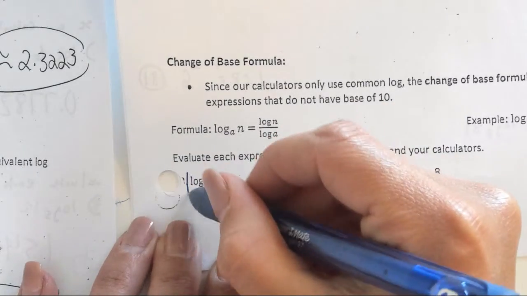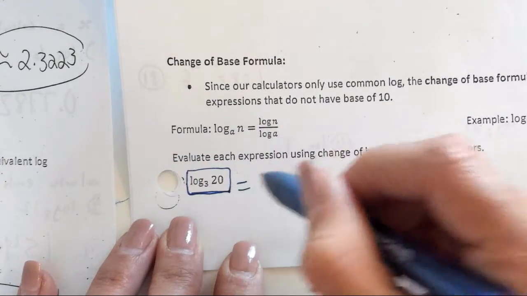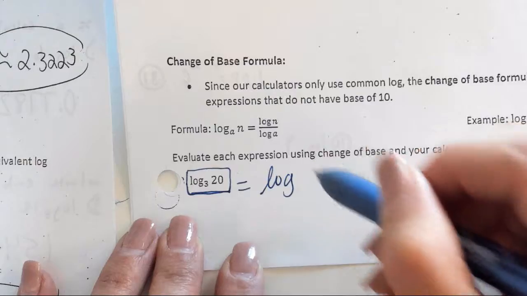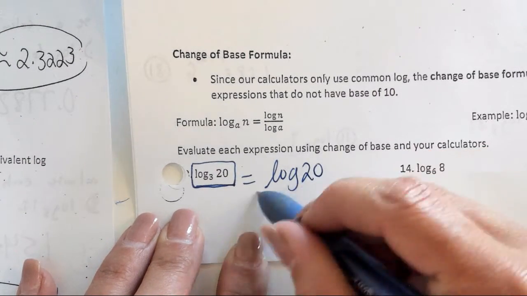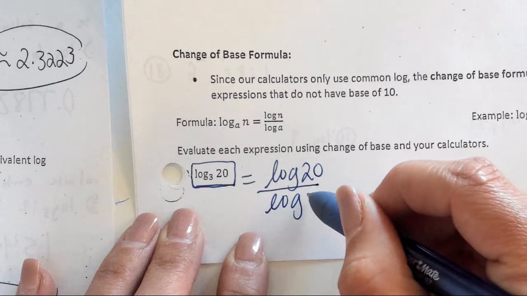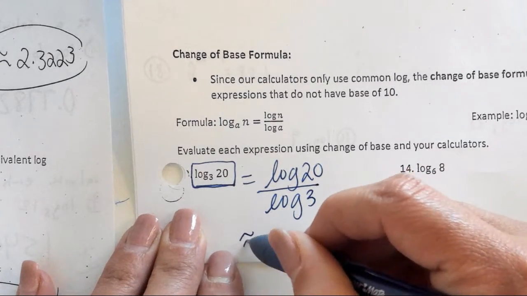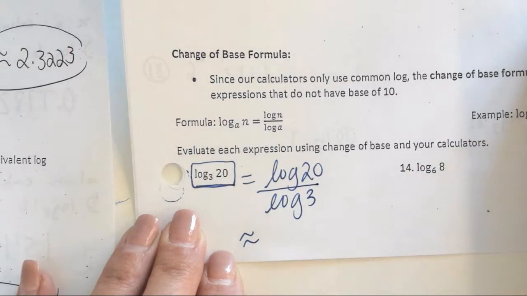So to find this value when the base is not 10, all you have to type in is log of your bigger number, which is what here? 20 over log of your base, which is what here? Good. Go ahead and type that in. Log 20 divided by log 3, and then I'll show you how to do it the other way.